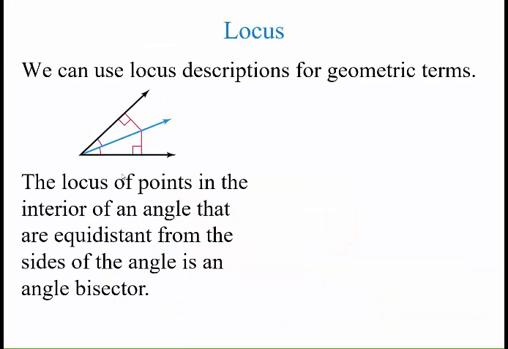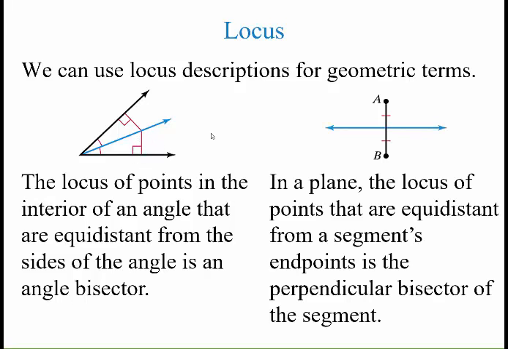We can use locus descriptions for geometric terms. The locus of points in the interior of an angle that are equidistant from the sides of the angle is the angle bisector. So this locus is all the points that are equidistant from each side, like so. It's an angle bisector. And in a plane, the locus of points that are equidistant from a segment's endpoints is what we call the perpendicular bisector of the segment. As you can see, this point is equidistant from this point, same on this side. This point is equidistant from here and here, and so on. So it has to be the perpendicular bisector of the segment.